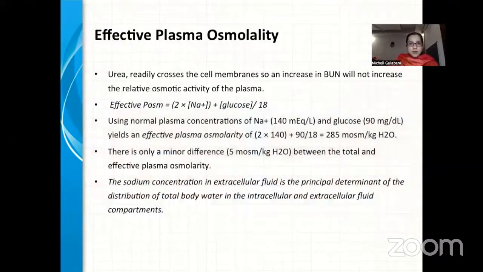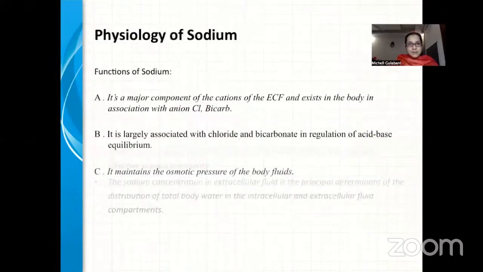So what is effective plasma osmolality? If you remove the urea component from the derivation of this plasma osmolality, you get the effective plasma osmolality. So we see the difference between the effective and the normal plasma osmolality is approximately only 5 milliosmoles per kg of water. The sodium concentration in the ECF is the principal determinant of the distribution of total body water in the intracellular and extracellular fluid compartments.